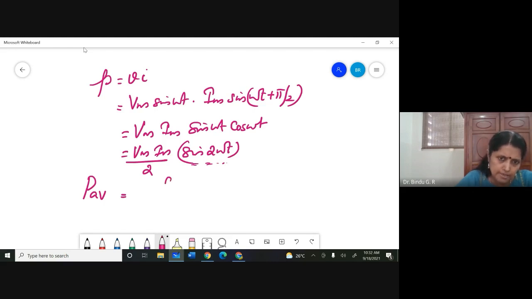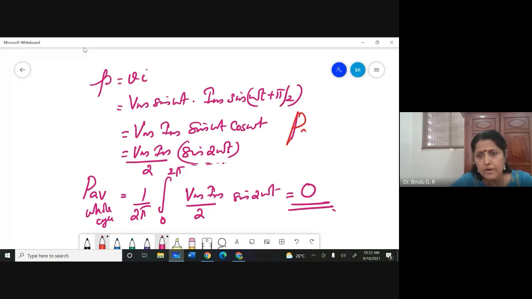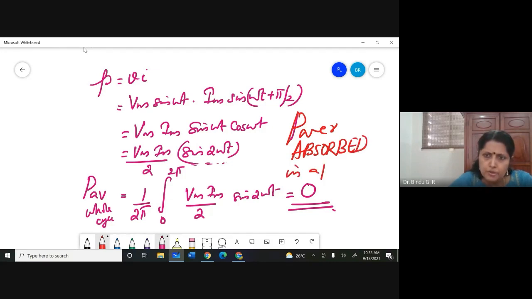That I know. But again, just to show that over a whole cycle, 0 to 2 pi of this quantity, Vm Im by 2 sine 2 omega t with a base of 1 by 2 pi, will be equal to 0. So again, power absorbed, that is the underlying point here. Power absorbed or dissipated or utilized in a pure capacitance is 0.